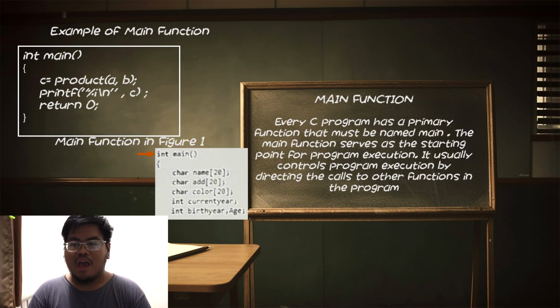Main function. Every C program has a primary function that must be named main. The main function serves as the starting point for program execution. It usually controls program execution by directing the calls to other functions in the program. An example of the main function is int main, as you can see there. The main function in figure 1 is int main at the top of the image.